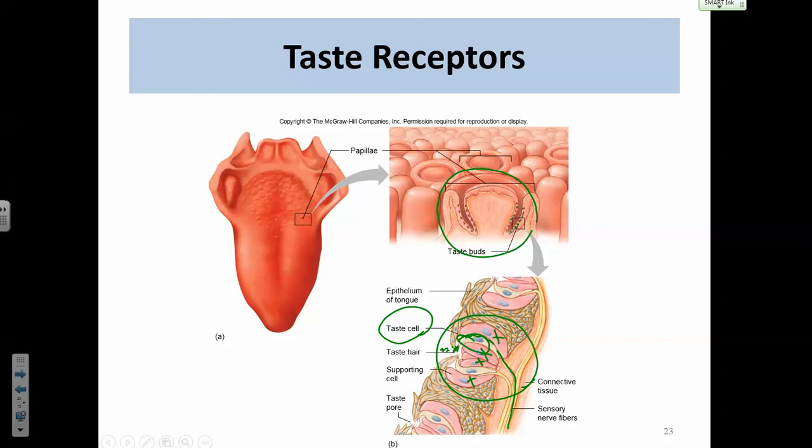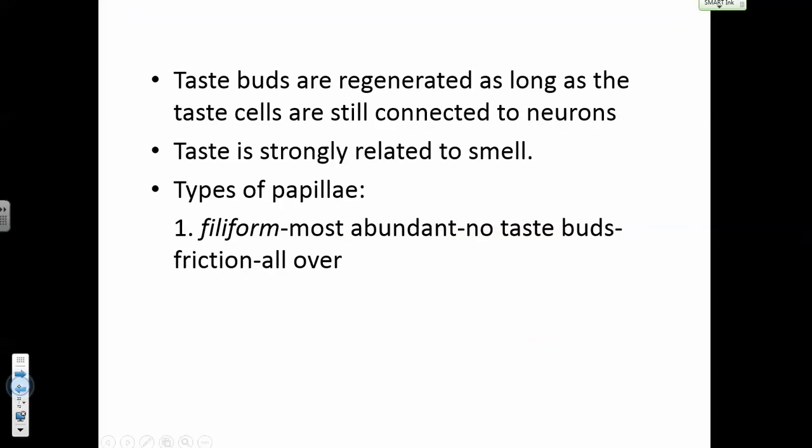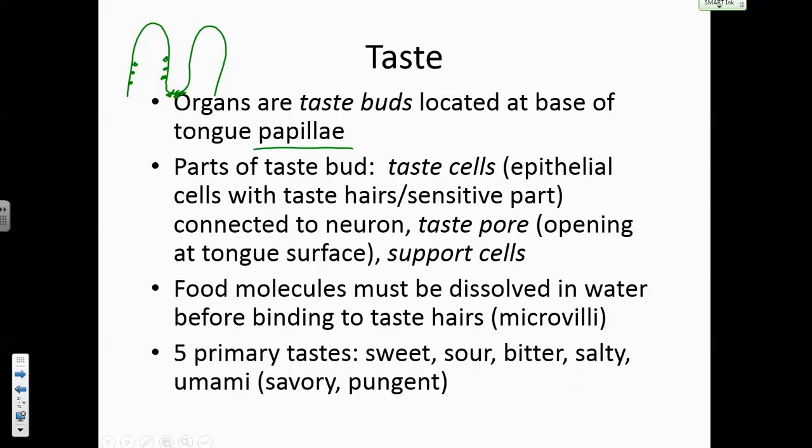Okay. So let's back up and get some of this. Notice that your food molecules or ions must be dissolved in water before they can bind. That's one of the many reasons we have saliva. You ever notice when your mouth is really dry, things don't taste as good? You don't notice the taste of food as much, but if you get it wet, you notice it.